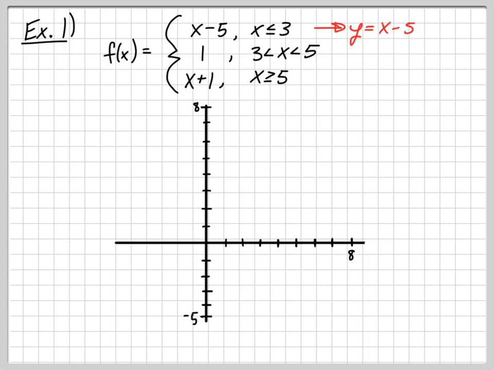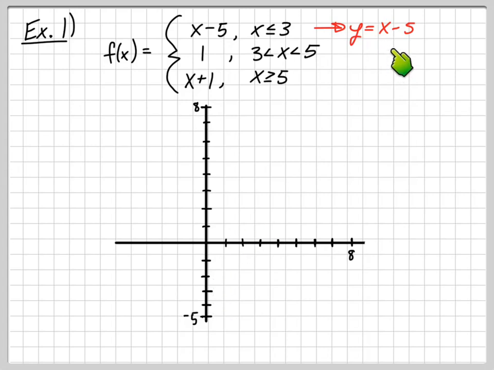Okay, so let's start making this graph. You've got x minus 5 for x less than or equal to 3. So if you look at what I've written out here, my thought is that, well, that's really just a line. That's like y equals x minus 5. We can graph that line pretty easily. It's got an x-intercept of 5 and a slope of 1. So let's add those points to our graph.